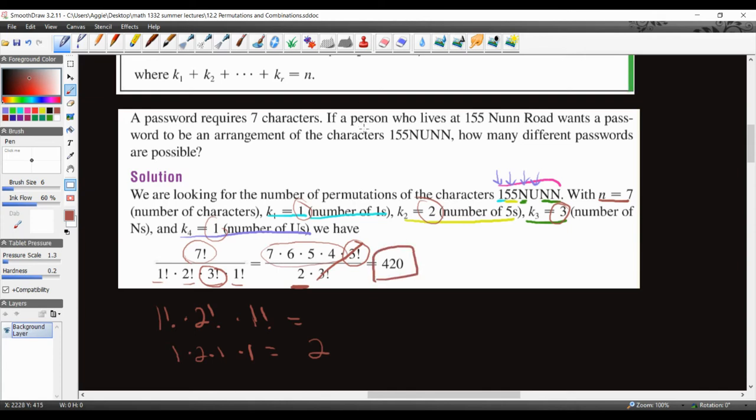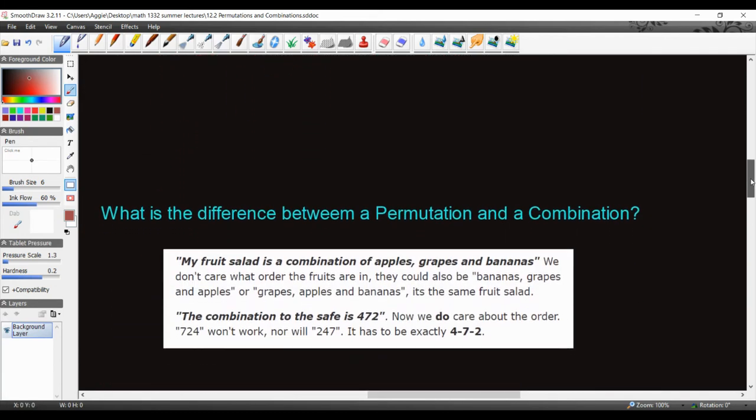So this is just another example of what you might see if you have distinguishable characters and you have to arrange them in a certain order, okay, and a number of those characters. Let's go ahead and move on.